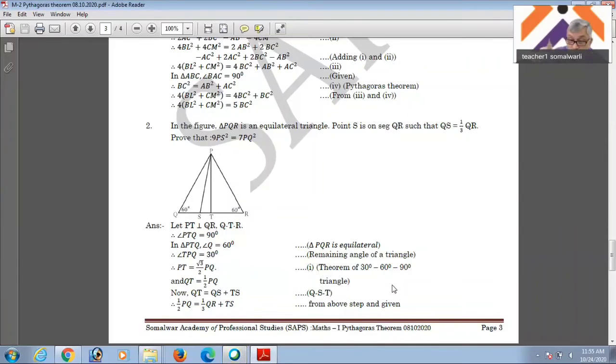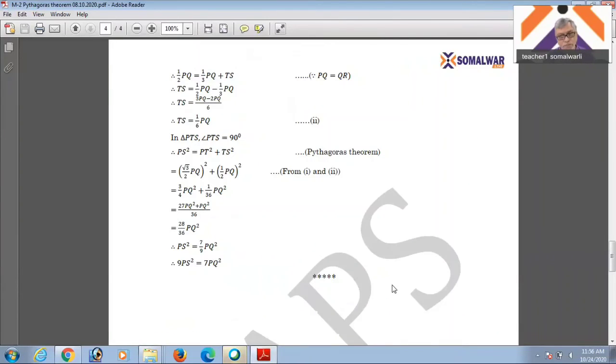Then, QS is equal to, as given in the question, 1 by 3 QR. So we have put 1 by 3 QR plus TS as it is. Okay, now half of PQ is equal to 1 by 3 PQ plus TS, where PQ is equal to QR, being an equilateral triangle, and therefore TS is equal to, keeping TS on the same side, we transfer 1 by 3 PQ to that side, 1 by 2 PQ minus 1 by 3 PQ. Now taking out the LCM, that is 6, 3 PQ minus 2 PQ upon 6. TS will be equal to 1 upon 6 PQ.